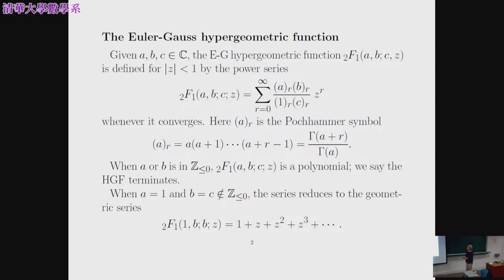And there's another special case, when a is equal to 1 and b is equal to c, so you can cancel the part from b and c, and so the coefficient is equal to 1. So in this case, the hypergeometric series becomes the geometric series. So the geometric series is a special case of a hypergeometric series, and it is from this fact that the series is called a hypergeometric series. It's a generalization of a geometric series.